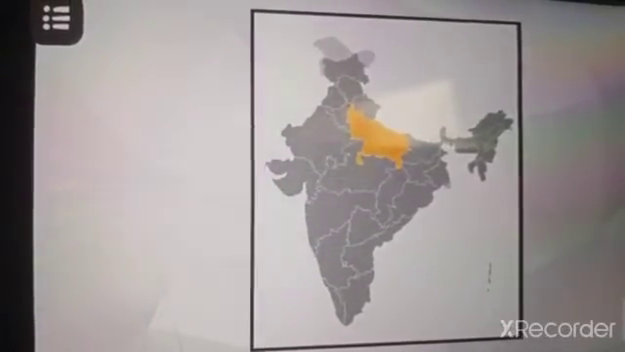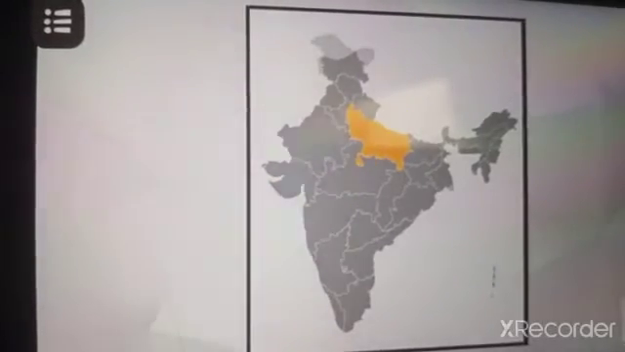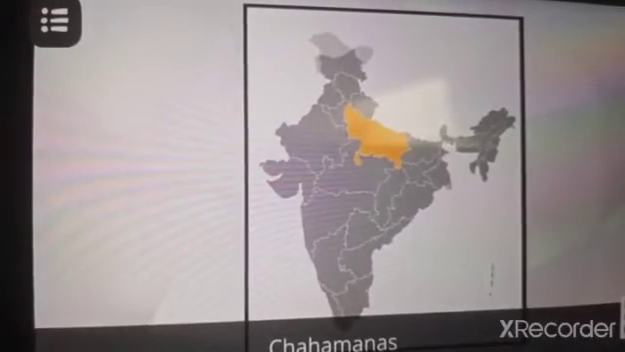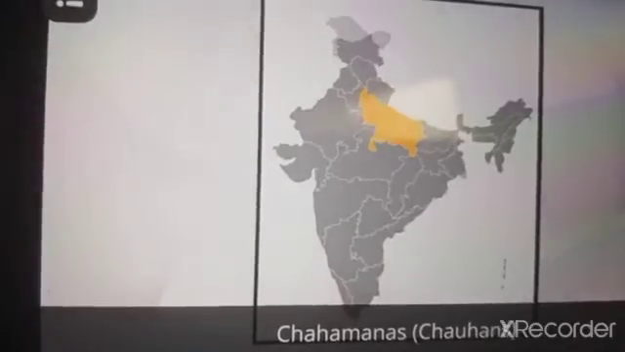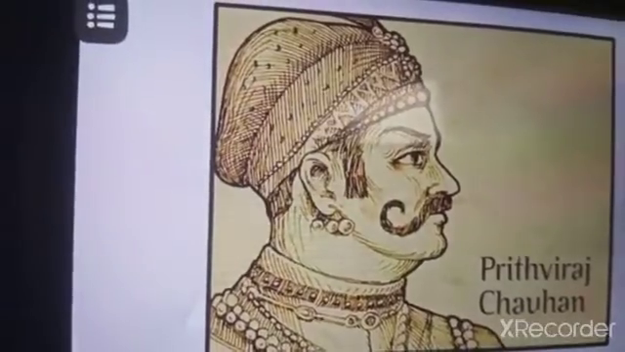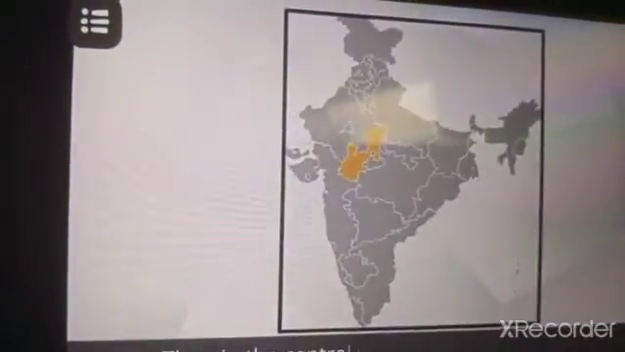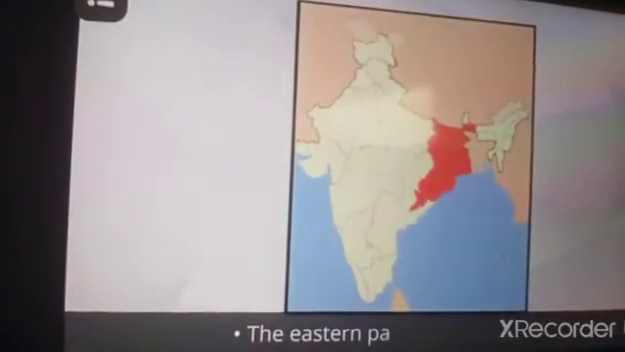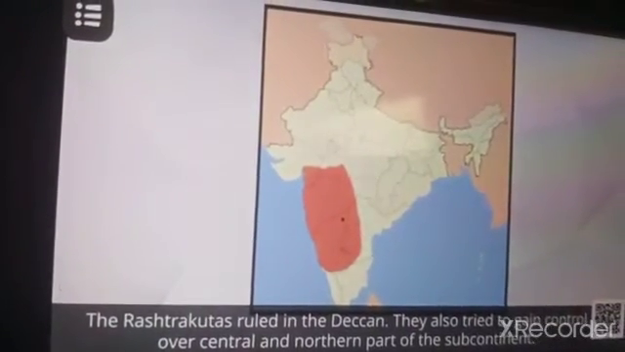Let's first look at the northern part of the subcontinent. There were Chahmanas, who later came to be called Chauhans. Prithviraj Chauhan was a famous ruler of this dynasty. Then in the central part, there were Gurjar Pratihars. The eastern part was ruled by Palas, while the Rashtrakutas ruled in the Deccan.